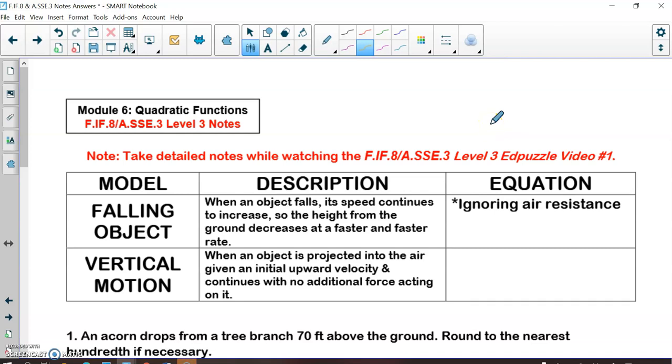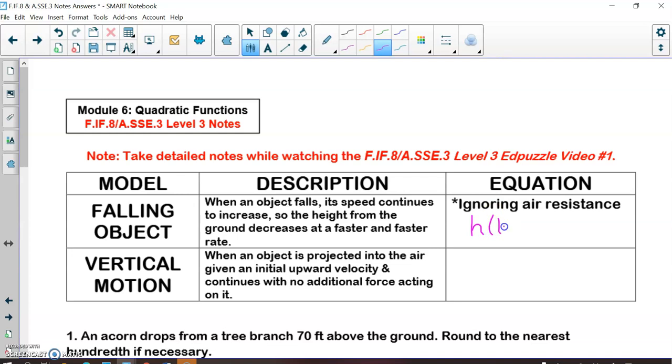Okay, now we're going to be working with contextual situations or word problems, and we are going to be looking at something called the falling object model and the vertical motion model. Now, the falling object model is when you have an object that you're just dropping or an object that is just falling from a specific height. When that object falls, its speed continues to increase, so the height from the ground decreases at a faster and faster rate.